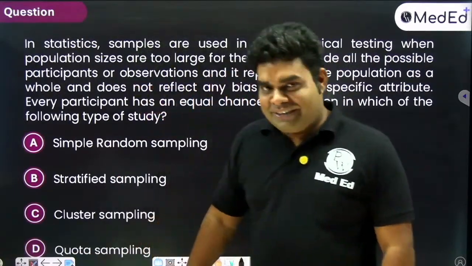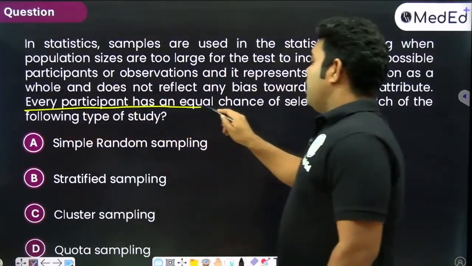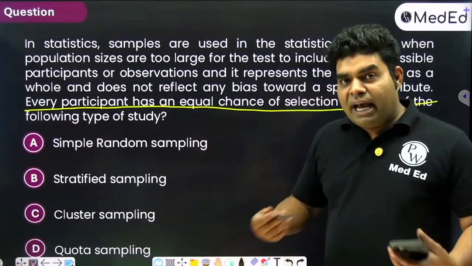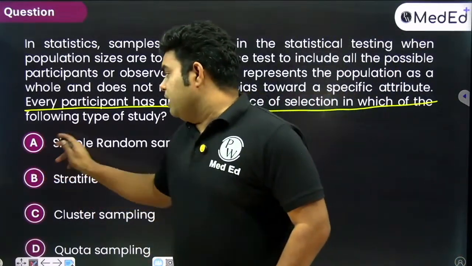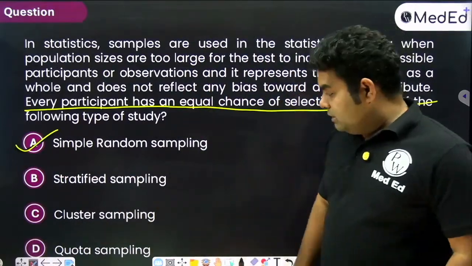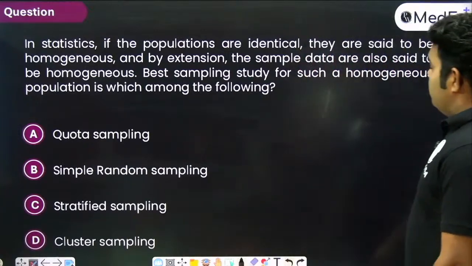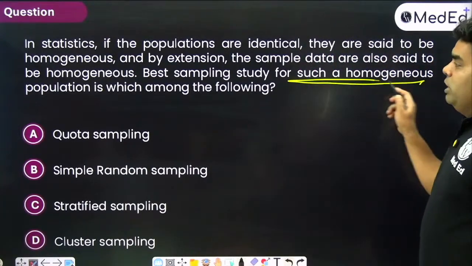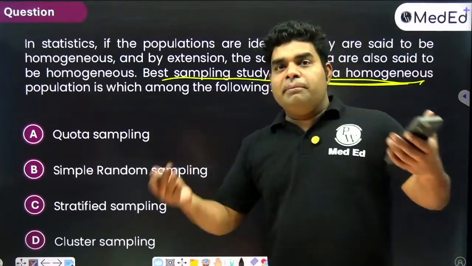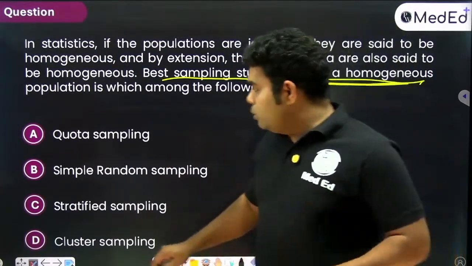Okay. Now again big question. So let's read the last one. Every participant has equal chance of selection. So which type of study is there? If everyone has equal chance, this is simple random sampling, best, because it is done by lottery method. So everyone has equal chance. Now, best sampling for homogeneous population. Homogeneous means which are similar to each other. Like all of you are similar as per your marks or how many movie you watch, you are similar. So when it is homogeneous, it is simple random.